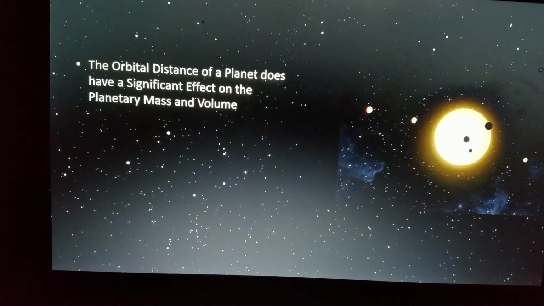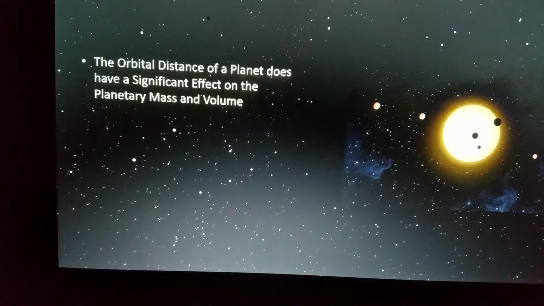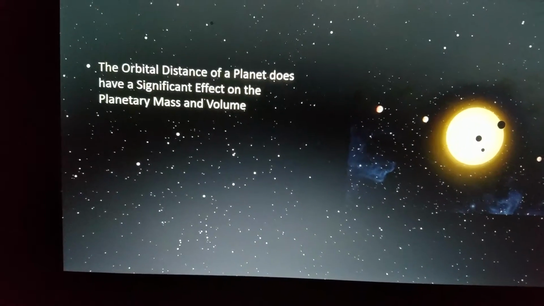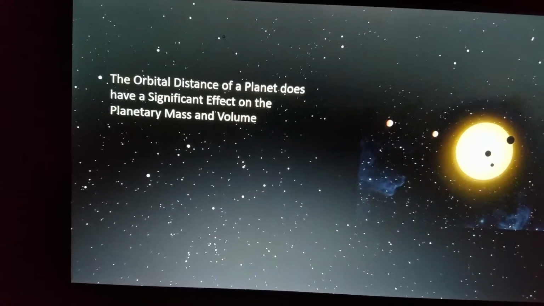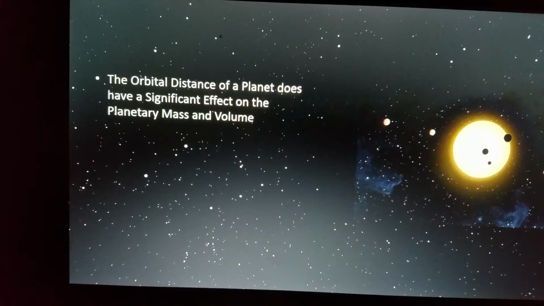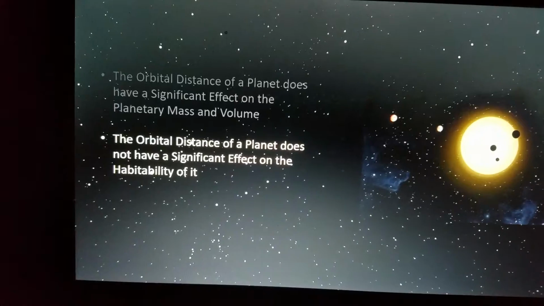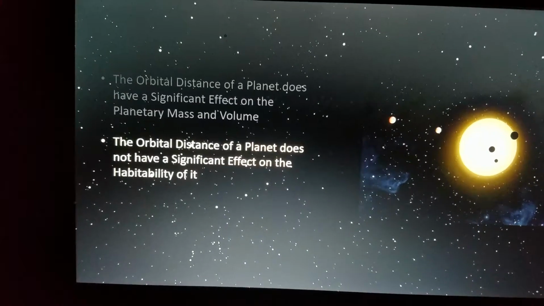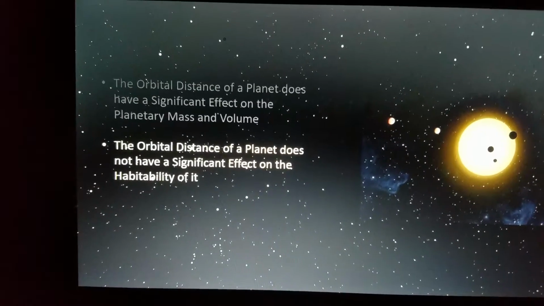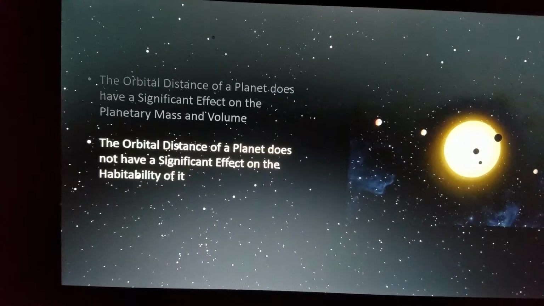So in summary, the orbital distance of a planet does have a significant effect on both planetary mass and volume. Thus I reject my null hypothesis for these two. But with habitability, the orbital distance does not have a significant effect on it. Thus I fail to reject my null hypothesis for this one.